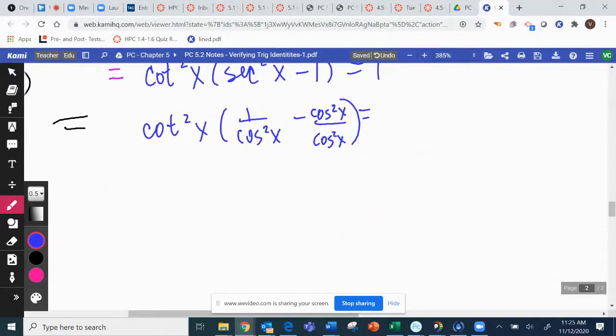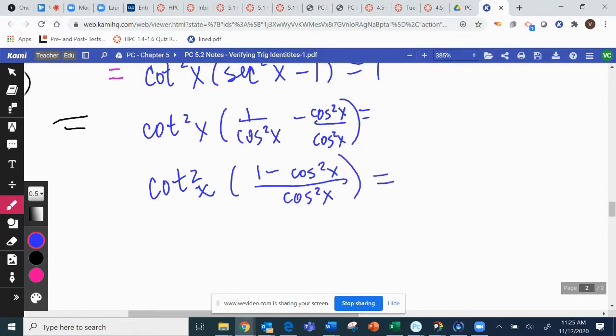So then I would have 1 minus cosine squared x over cosine squared x. Actually, I think I'm going to change my cotangent just in this next step. And since I have a cotangent squared x on the bottom, and I know what my next step is going to be for the parenthesis here, I'm going to change cotangent at the same time.